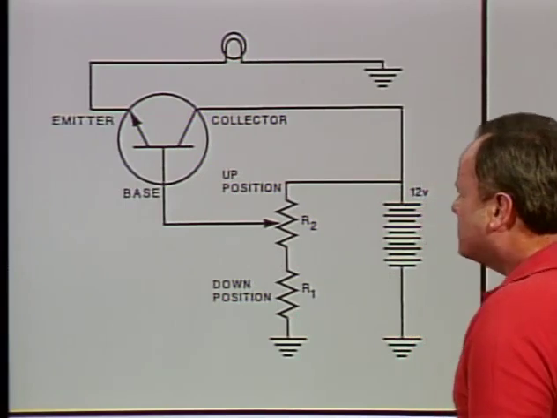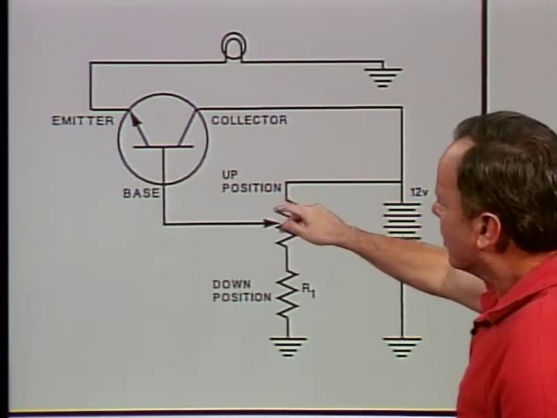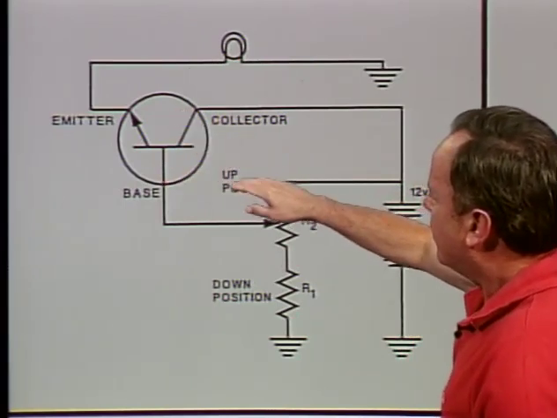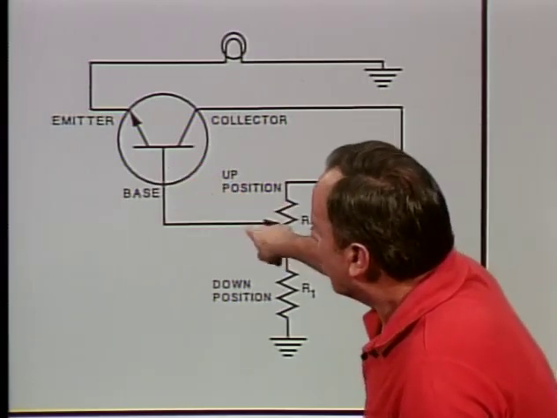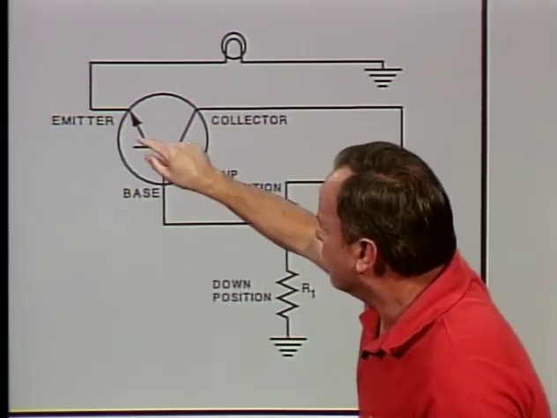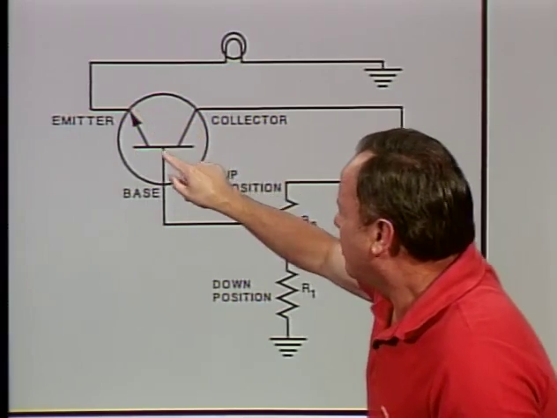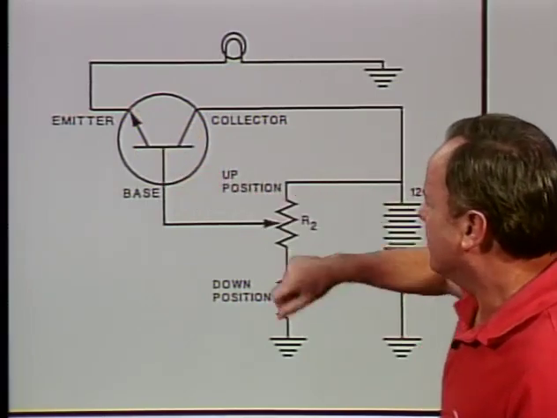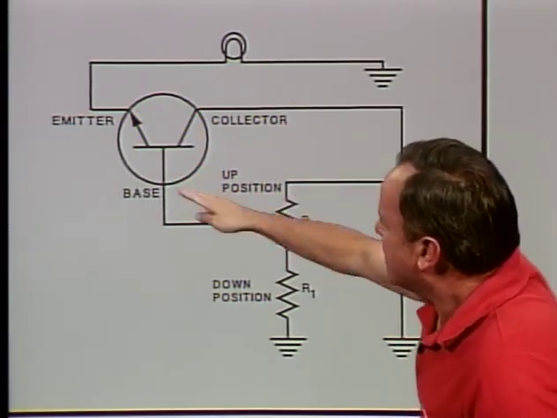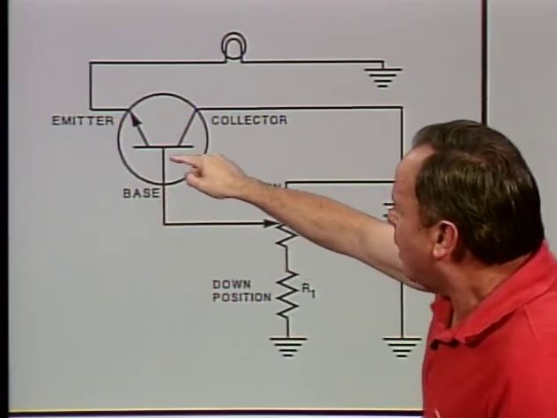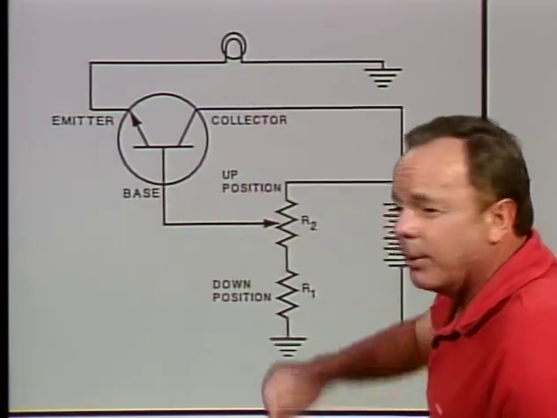Now let's take a look at it. We have here a transistor, and when there is a positive charge on the base, current will flow, because here we have a negative emitter, positive base, and a positive collector. So when there is a positive charge on the base, current will flow and the light will light.